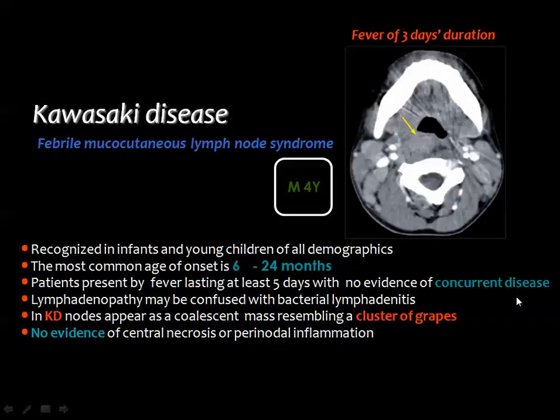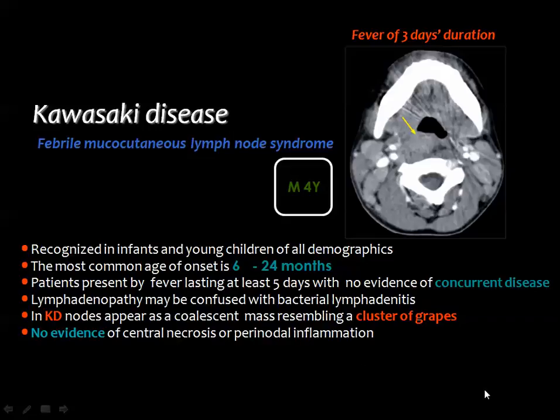Then lymphadenopathy will sometimes be mistaken for bacterial lymphadenitis, but in Kawasaki disease, the nodes are coalescent, forming a mass or cluster of grapes. Then you see here some of these nodes deep to the sternomastoid muscle. The nodes are homogeneously enhanced and they do not show perinodal inflammatory changes.